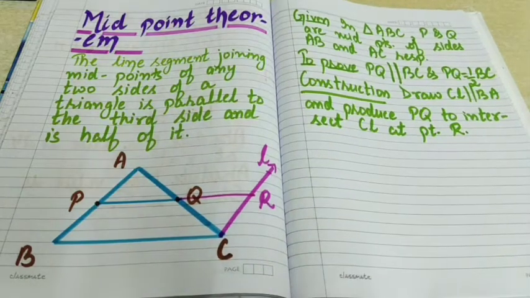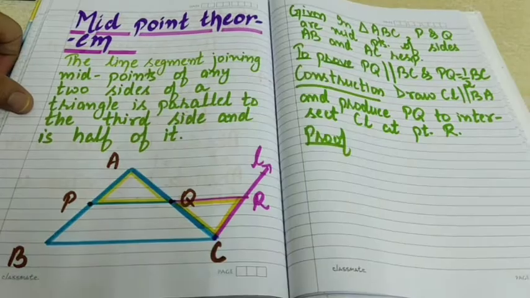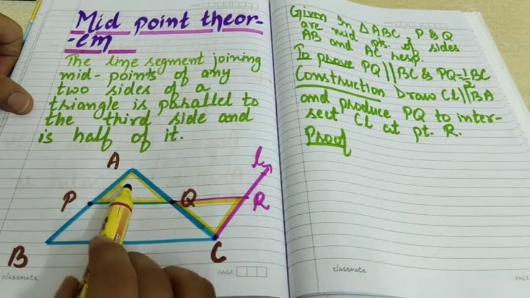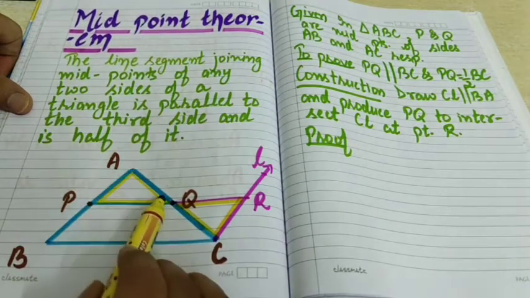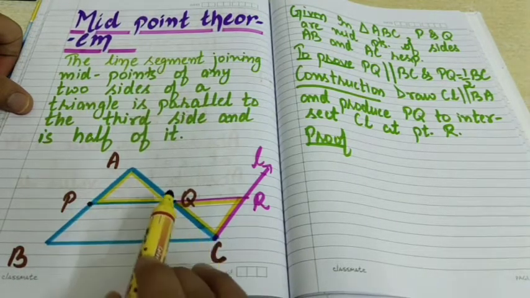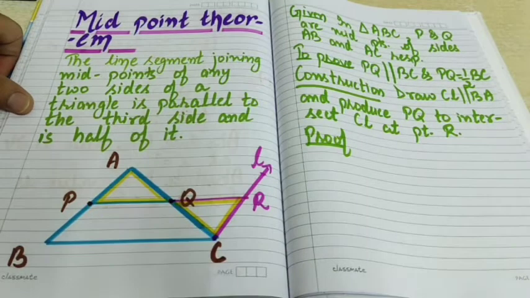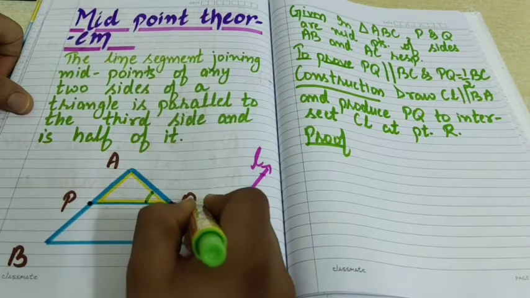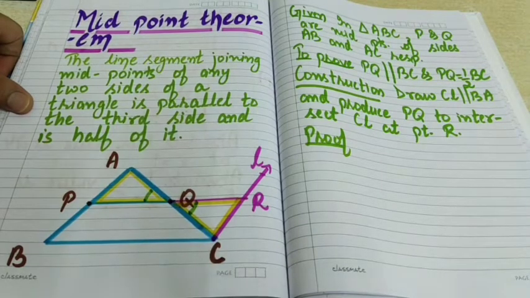Now after this we start with the proof. Well students, for proof we consider the shaded triangles AQP and CQR. We can see that in these two triangles, these two angles are equal, they are vertically opposite angles.